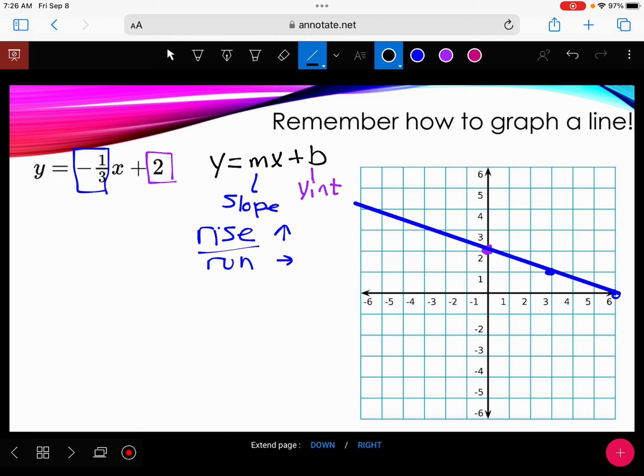Okay, slope-intercept form, we've done it a zillion times. Any questions on slope-intercept form? Because we're going to do another one, but not in slope-intercept form. So this was our slope-intercept form. Got to remember how to do that because it's going to come up next week.